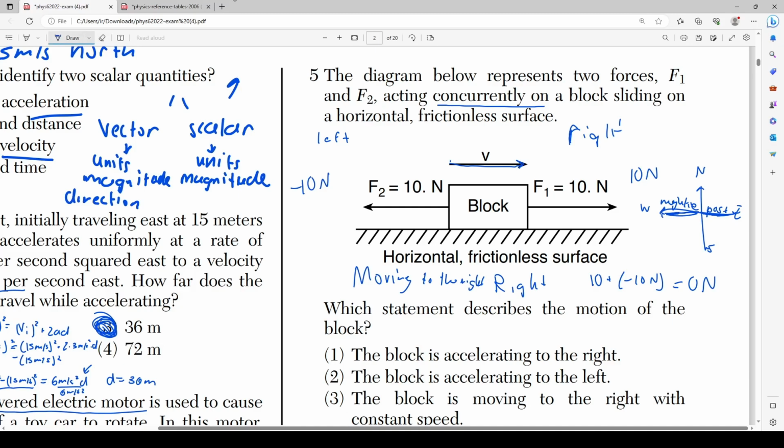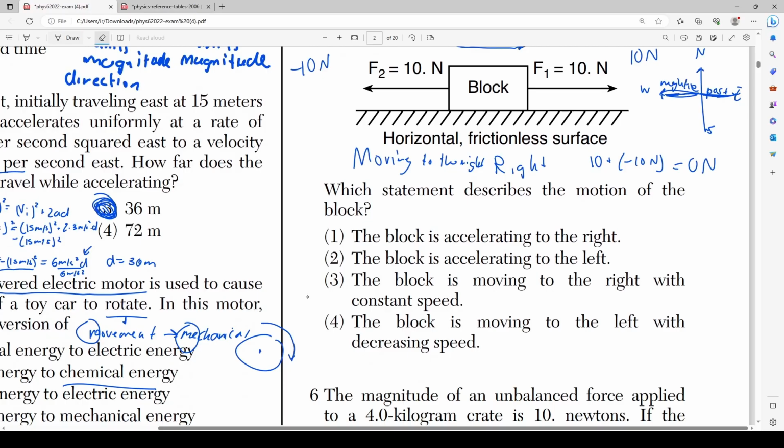If this 10 newtons wasn't here, then it would be accelerating to the right, because that force would be pulling it. But because you're pulling in both directions with the same value of force, nothing is going to change. It's going to continue moving right at a constant speed, which is choice number 3.